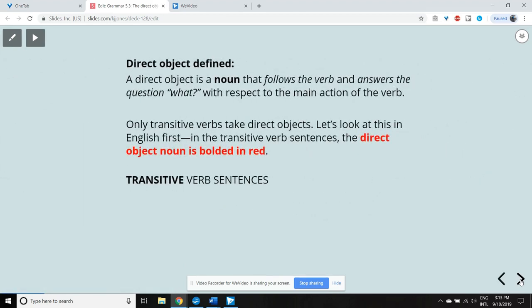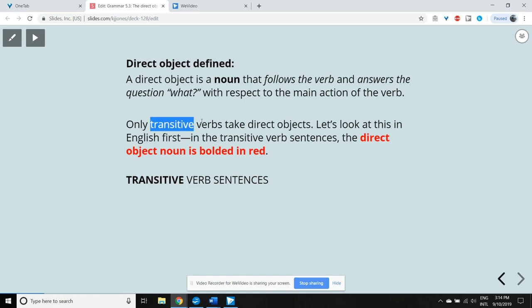So let's define a direct object. A direct object is a noun that follows the verb and answers the question, what, with respect to the main action of the verb. And this is particularly true for the four direct object pronouns we're going to be dealing with today, lo, la, los, las, okay? So one more time, a direct object noun is one that follows the verb and answers the question, what, with respect to the main action of that verb. Note that only transitive verbs take direct objects, okay?